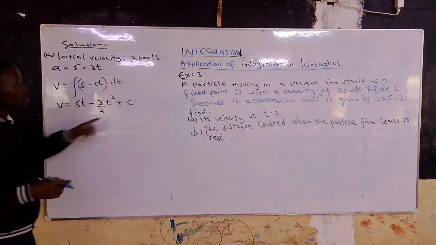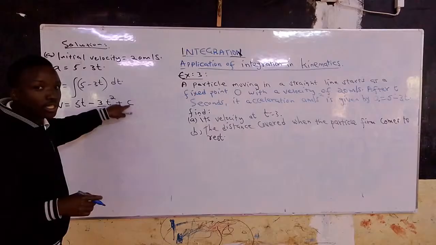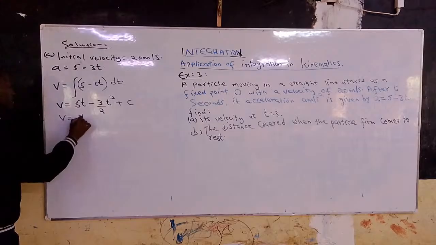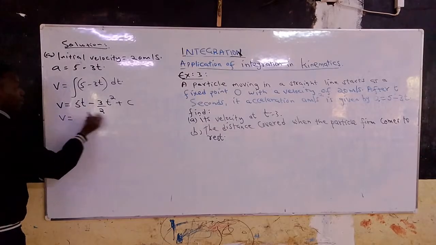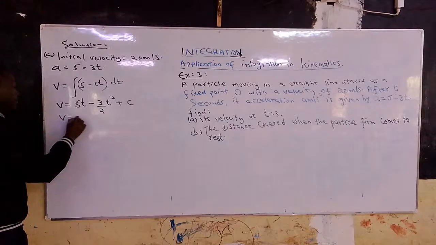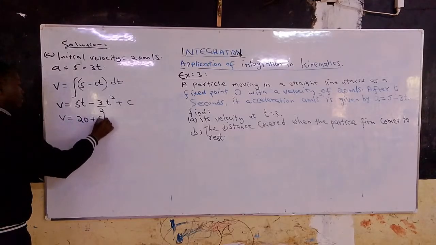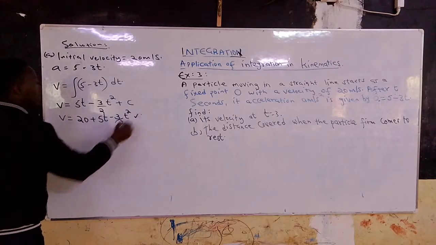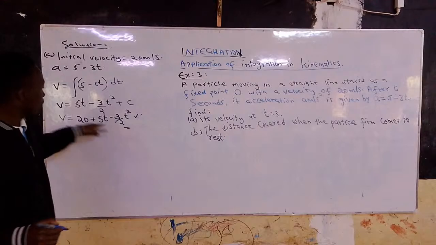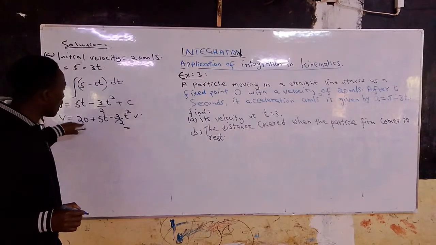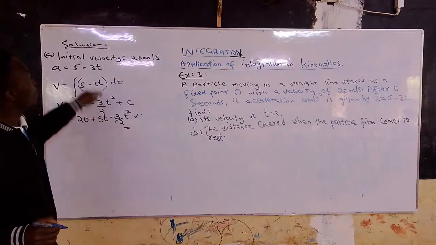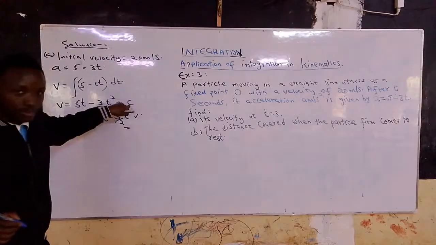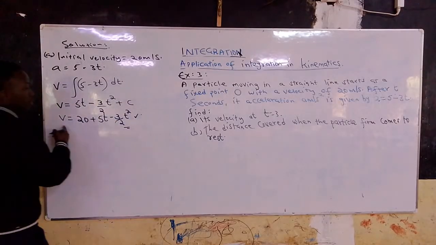Why? Because the constant is initial, it is not changing. So we will have the velocity equation as 5t, or instead we can start with the constant and say it will be 20 plus 5t minus 3 over 2 t squared. That will be the equation for velocity. We have added the initial velocity because we have already been told it is the starting velocity, and we have added it as the constant. So that is the equation for velocity.